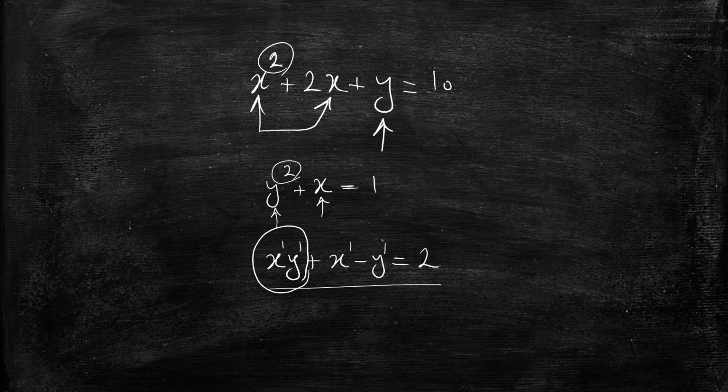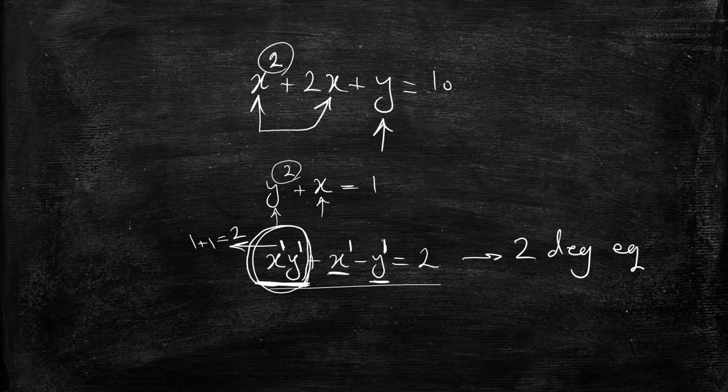So for x, this x alone here is 1. For y here is 1. But what about this x times y? Individually, they have a power of 1. But when we want to measure the degree of the equation, we consider the terms that are multiplied by each other. We add up their exponents. We consider the total exponent, the sum. So 1 plus 1 equals 2. So therefore, this is a second degree equation. This is a quadratic equation as well.